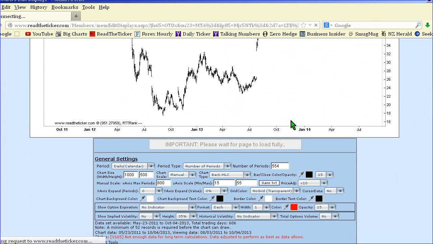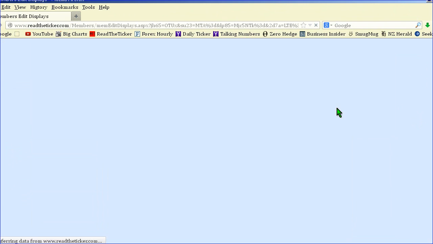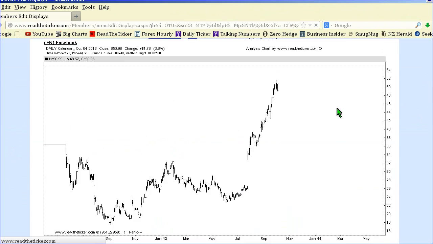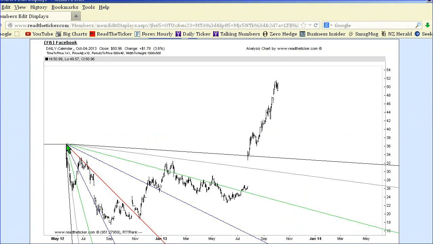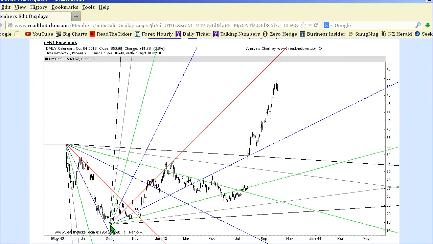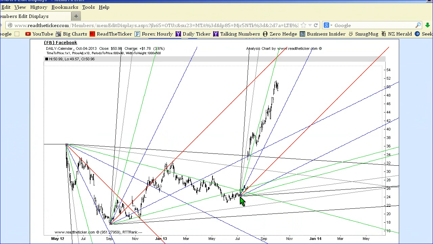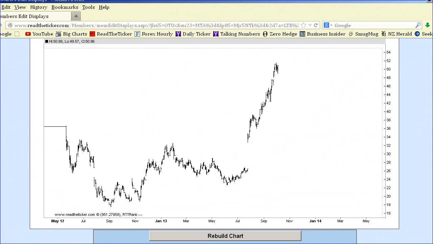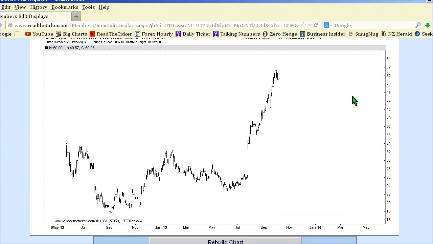So we're going to have a quick look at calendar days. My suspicion is that trading days is just going to be just fine. We'll have a look at calendar days. Okay. Yeah, I think I'd stick with trading days in this one. Yep, stick with trading days.